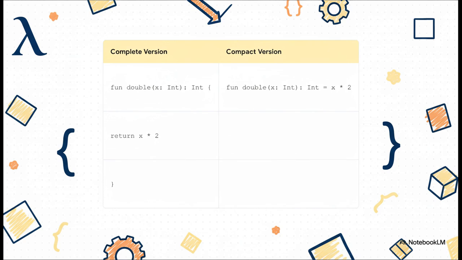Okay, check this out. On the left, you've got a function that's totally fine. It works, no problem. But on the right, that's the Kotlin way. See how if your function just does one simple thing, you can get rid of the curly braces, get rid of the return keyword, and just use an equals sign? It does the exact same thing, but it's so much cleaner and easier to read at a glance. Little things like this are why Kotlin is such a joy to write.